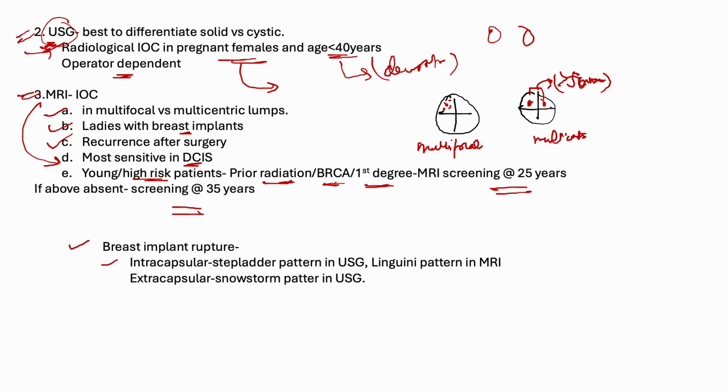Now, 2-3 important things about breast implant rupture. This is just an outside topic. If it ruptures intracapsularly, then we see a step ladder pattern on USG and a linguini pattern on MRI. Right? How can you remember this? कि ladder घर के अंदर रहता है, so it is intracapsular. Extracapsular snowstorm घर के बाहर आता है, so snowstorm is extracapsular.